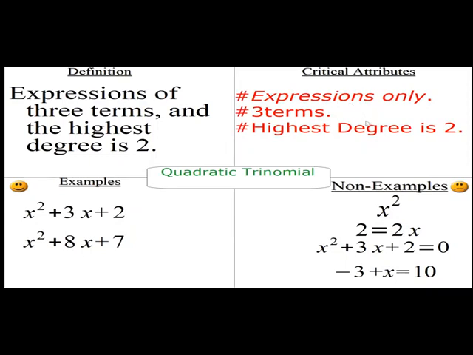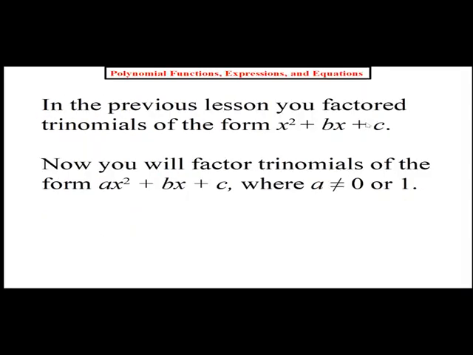Okay. All right. So we've been working with these kind of quadratic trinomials, which is x squared plus something x plus a constant. However, now we're moving on to this. Ax squared plus bx plus c. What's the difference from one to the other? The only difference is what?